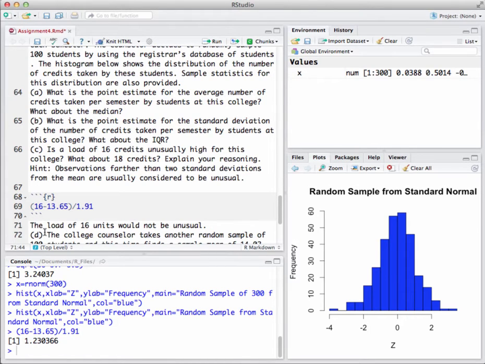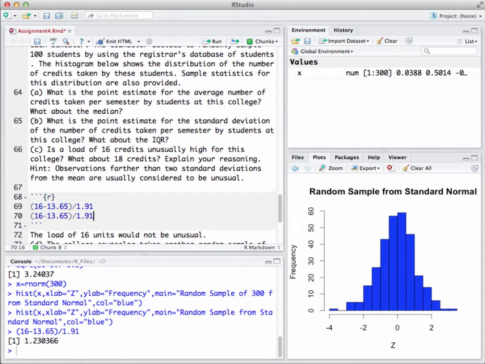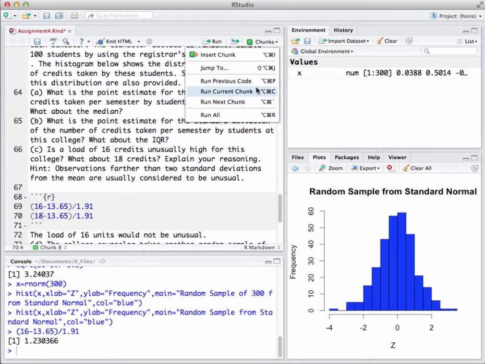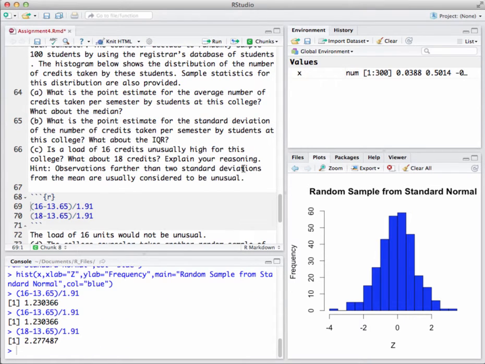Okay, let's go ahead and do this again. I'm just going to copy and paste here and make my life a little bit easier. And so the next one was to ask us about 18 units, right? So to get 18 units, we would come in and just change this and put an 18 in there. Let's go ahead and execute that chunk. And we get 2.27.